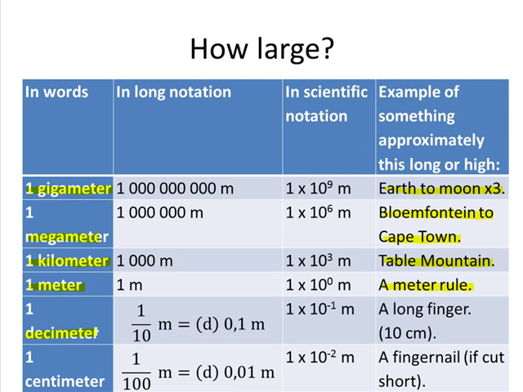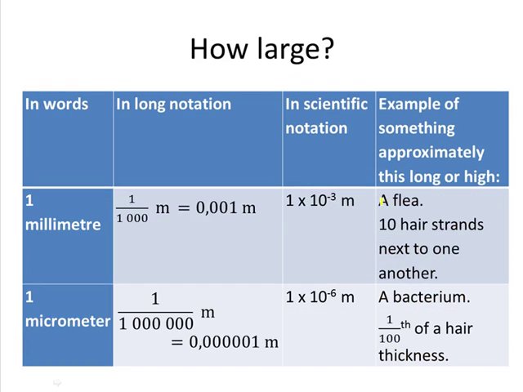A decimeter is 10 centimeters, so it's about as long as your long finger. A centimeter is about as long as your fingernail, if your fingernail is cut short. A flea is about a millimeter long. Also, if you were to take 10 strands of your hair and put them next to one another, that would make about a millimeter thick.